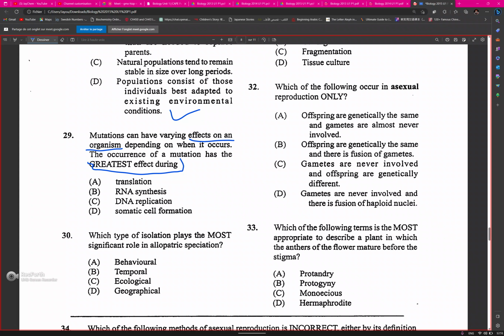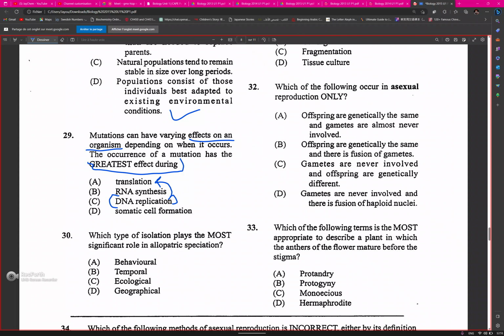Mutations can have varying effects on an organism, right? Notice it will have no effect on the organism unless it's translated, depending on when it occurs. So it has to be translated for the effect to take place. It will not affect the organism within DNA replication or transcription. It has to affect the organism after the proteins are translated and the proteins are seen to be null and void. The occurrence of the mutation occurs within DNA replication and then has its effect in translation. That's my argument.